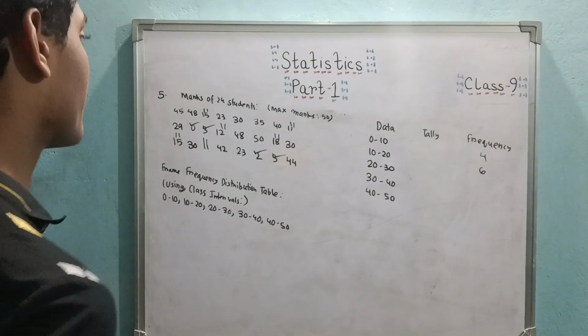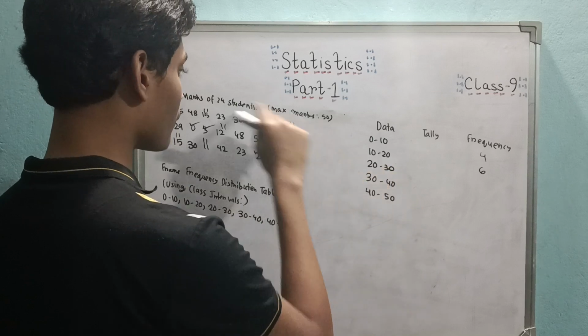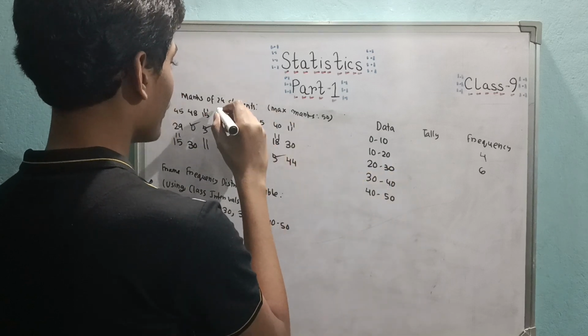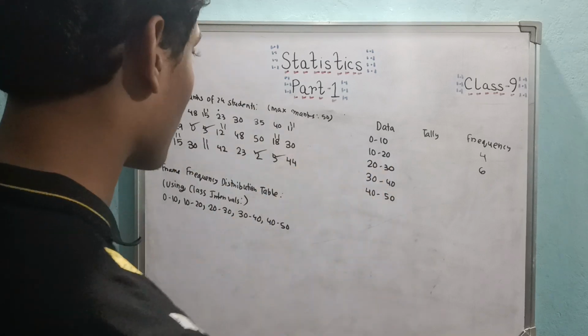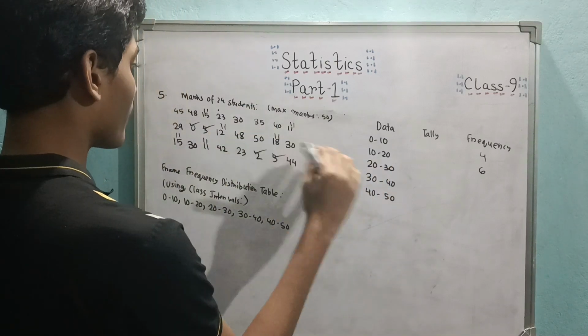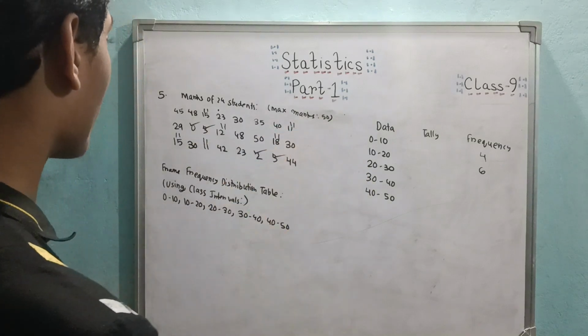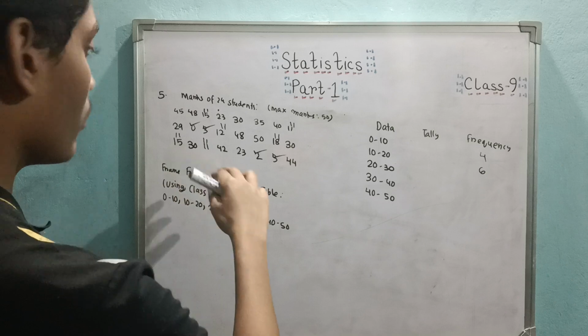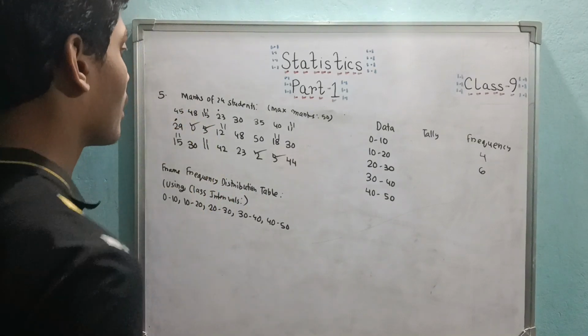Then from 20 to 30, how many numbers are there? Now you can't include 30. 30 is the upper class limit. If it is present here, you can't include it. 23 can be possible. 30 can't be possible because 30 is the upper class limit. Then you have 30, 35, 40. So you have now 29. 29 is another value. Okay.